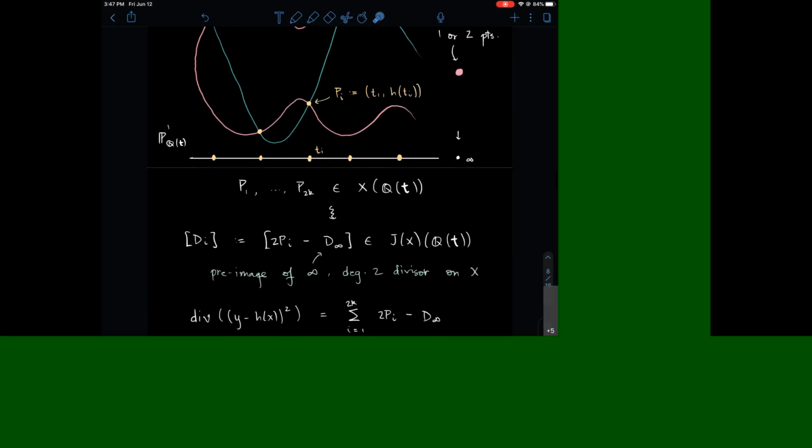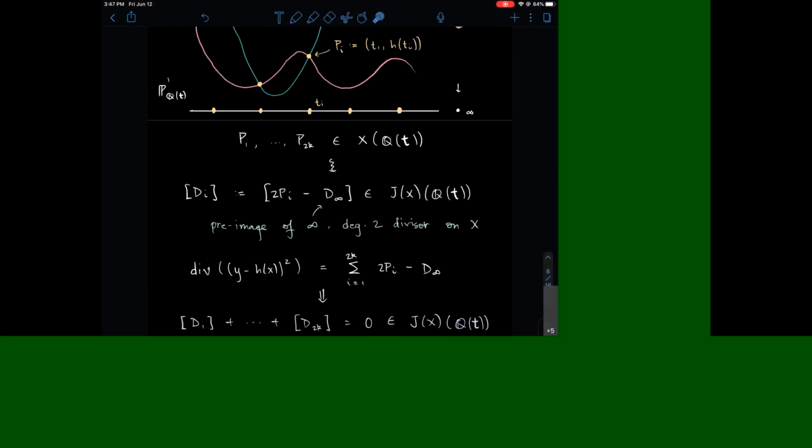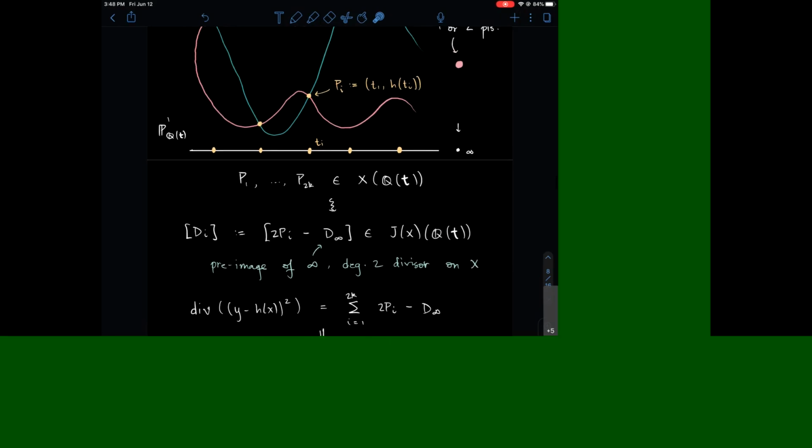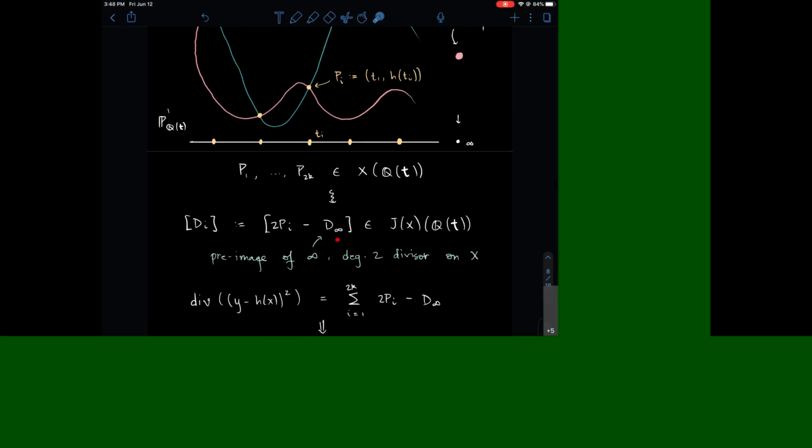And so what have we got? We've got 2k rational points on this curve, and using those, we cook up these degree zero divisors, which is we just take twice the rational point and subtract the divisor at infinity. And what is that? That's just the pre-image of this point at infinity, which is going to be the sum of two distinct points or twice a single ramified point, depending on the degree of your curve. So we've got these degree zero divisor classes, and so they correspond to Q(t) rational points of the Jacobian.